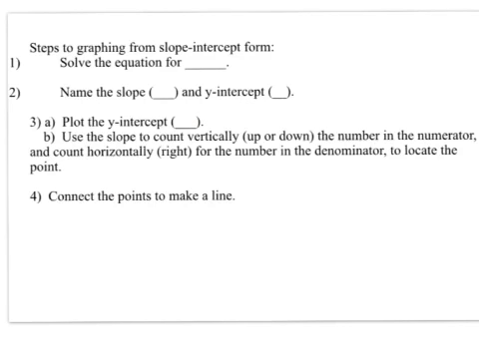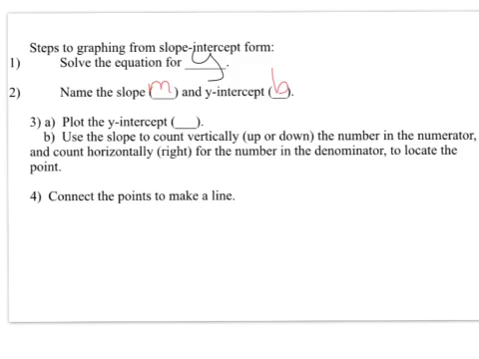We're going to have 4 different steps to graph using slope-intercept form. Our first step says that we're going to solve our equation for y, that way it's in slope-intercept form, and then we're going to name our slope, which is going to be the m, and then we're going to name our y-intercept, which is our b.